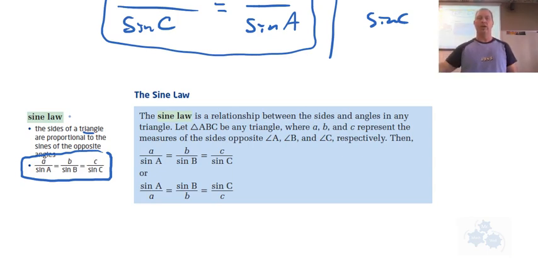That's the sine law. So we're going to be able to use any two pieces of this to make an equation, a proportion, and we're going to be able to solve for some missing pieces here. So I'll give you a second to jot this down and to just read that. It's in your textbook as well, on page 102, and then we'll do some examples.